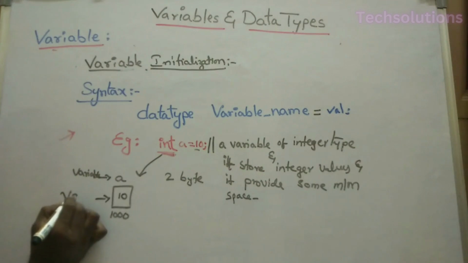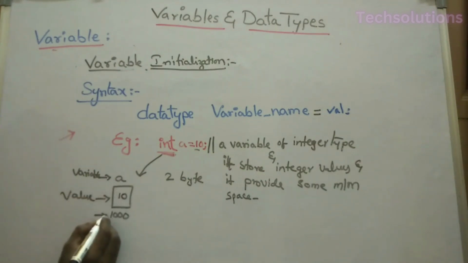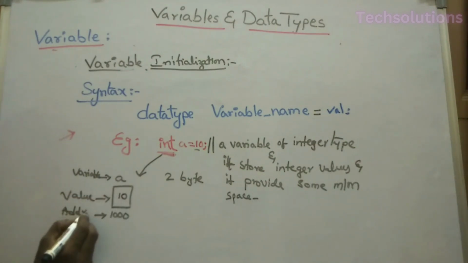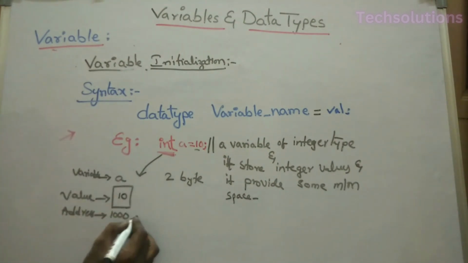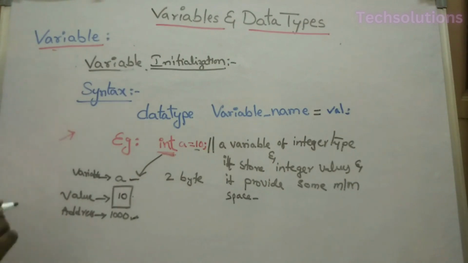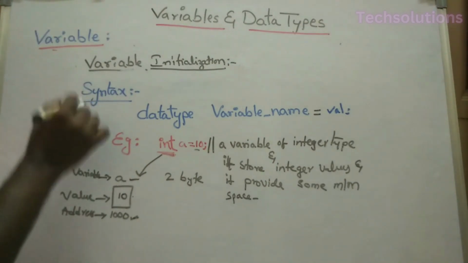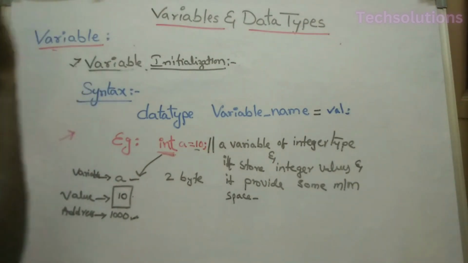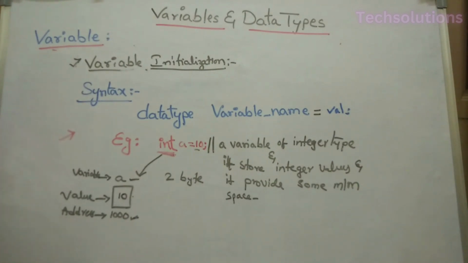What is the value of the particular variable? 10. What is the address of the particular variable? It means that for every variable we declare, there is some address location. What is the address location? 1000. In this location 1000, what is the value? 10. How can we access either 10 or 1000? By using the variable name. This is the syntax for initialization of a variable. Are you clear? Once again I will repeat shortly.